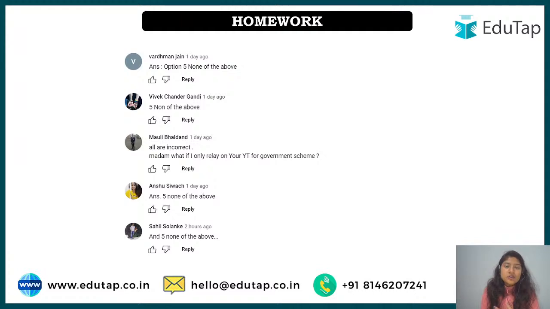And these are the toppers of the last session. Vardhaman said the right answer, that was none of the above. Vivek said the right answer. Molly said the right answer. Anshu said the right answer.